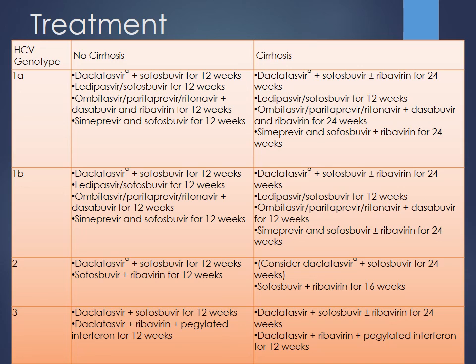Again, in some cases, you have like GT type 3. Notice there you use pegylated interferon. Obviously, we like to avoid using interferon and ribavirin as much as we can, but for some of those more resistant patients, that's what you have to use.